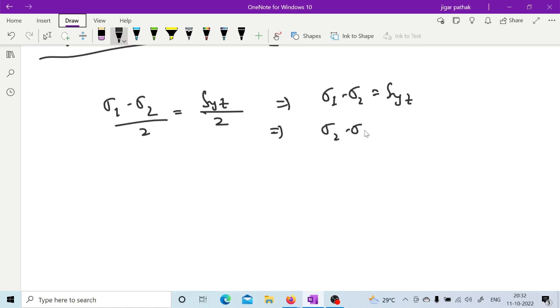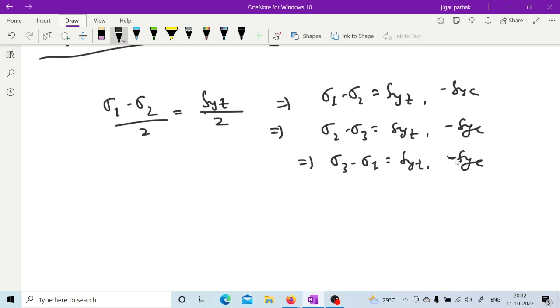planes, like sigma 2 minus sigma 3 is equal to also SYT, and in case of compression it can be written as sigma yield under compression, right? So sigma 3 minus sigma 1 is equal to again SYT minus SYC, right? So once you have this, now this is triaxial state of stress.